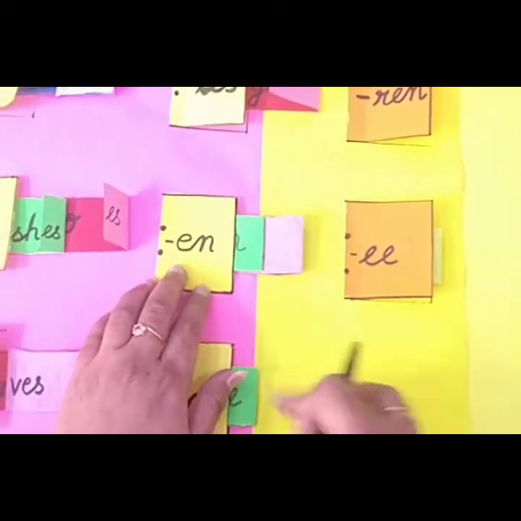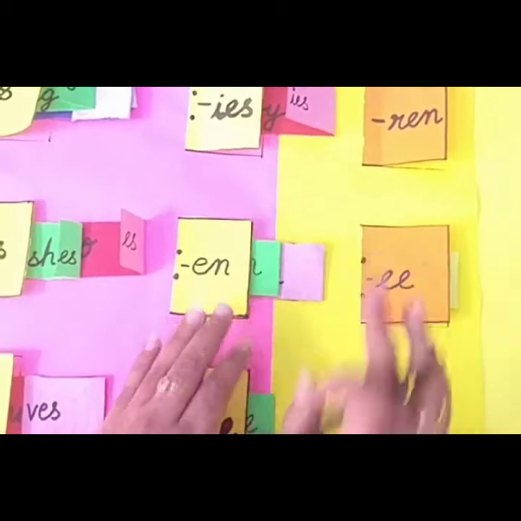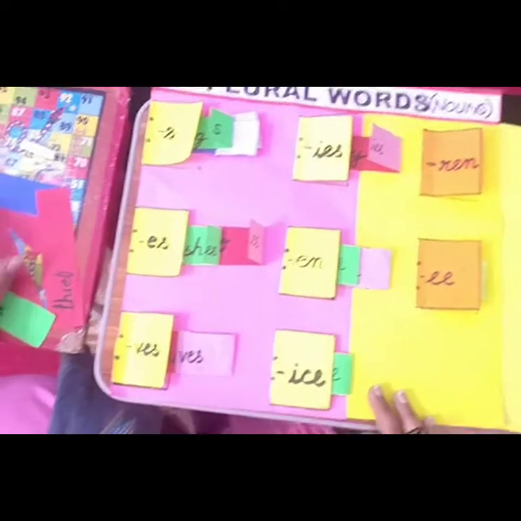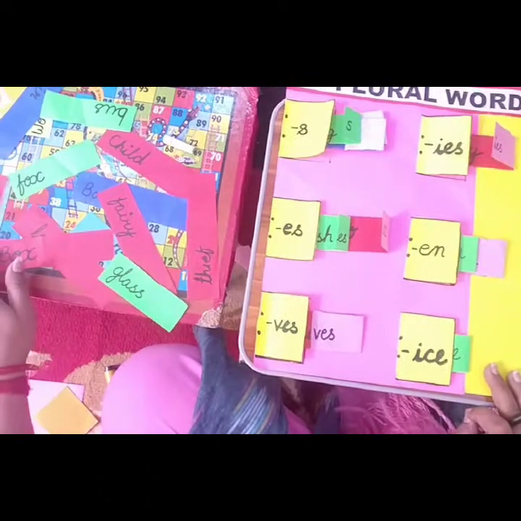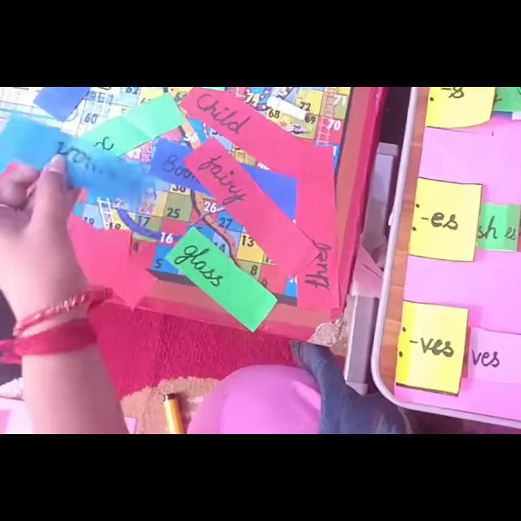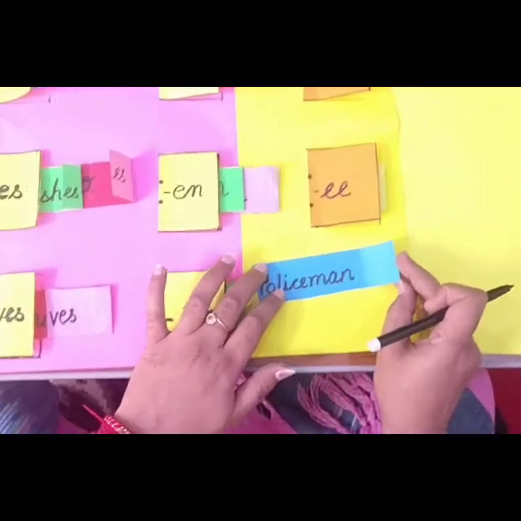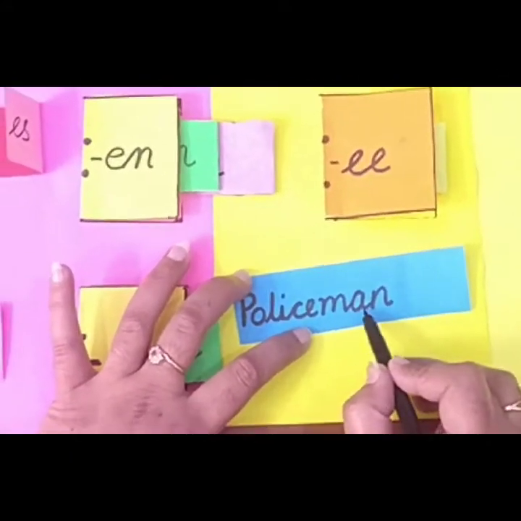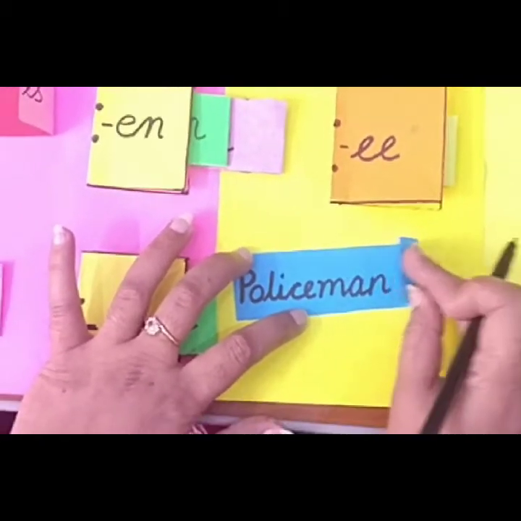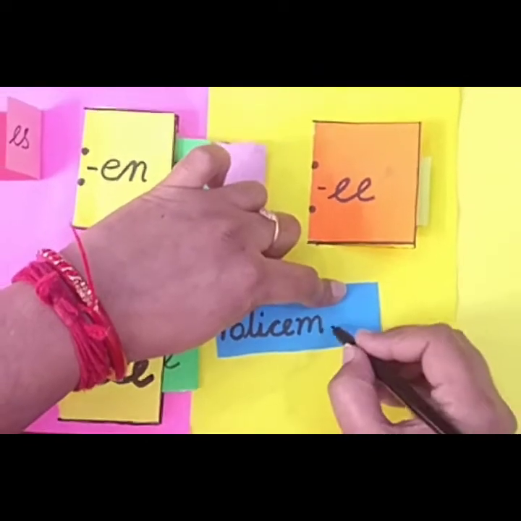Now I am not pasting all these chits. Later on I'll paste them. So you have to paste them like that. Next I could take the word policeman. Policeman will become policemen, because if you see here, man, so policeman will become policemen. So I will fold the chit like this. It will become policeman.